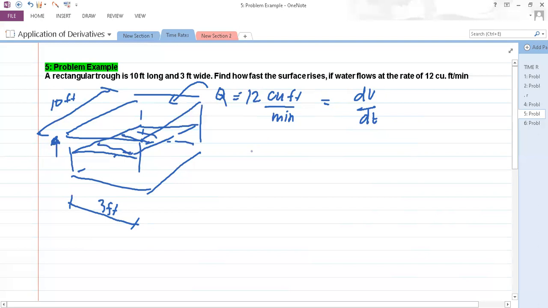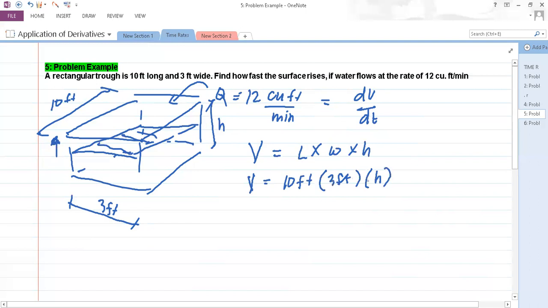Okay, so we can get the volume equation. Okay, so the volume of a rectangular trough, that is the length times width times height. So we have here height. Okay, so the volume now is equal to the length is 10 feet, the width is 3 feet, and the height, which is an unknown variable. Okay, so our volume is 30h in feet cube. So yung h natin dapat is in feet. So the equation for volume is equal to 30h. Okay, so we have now our equation.